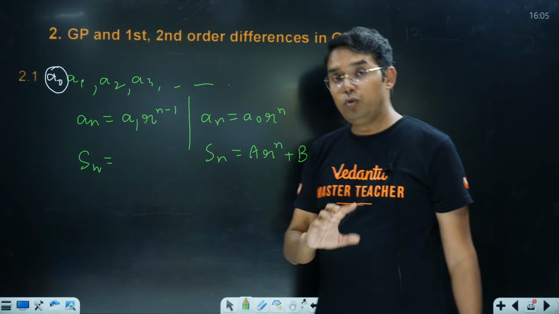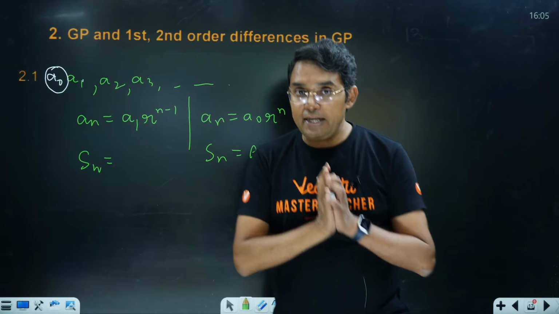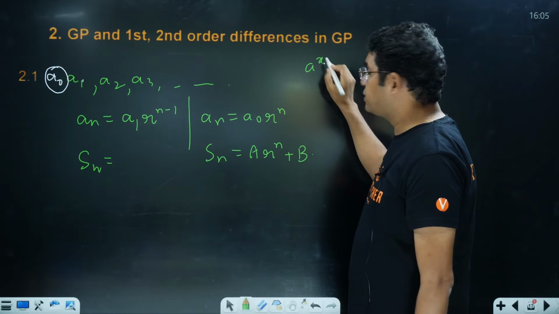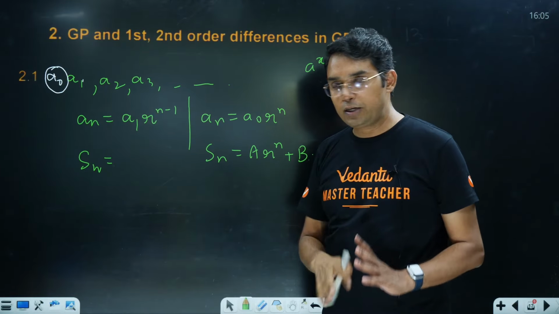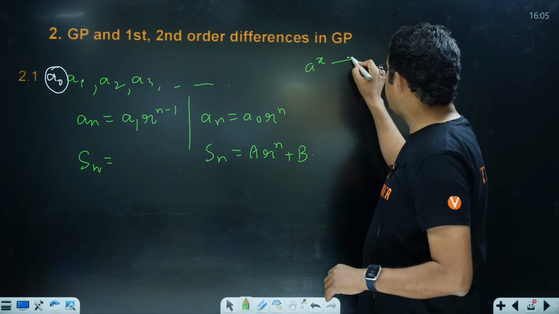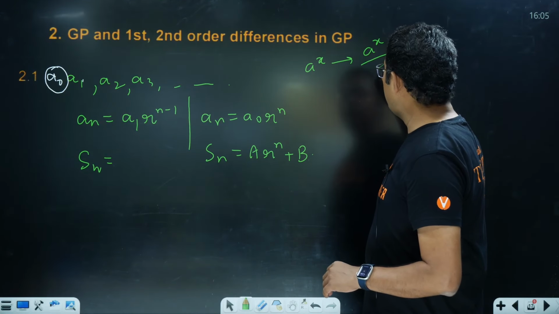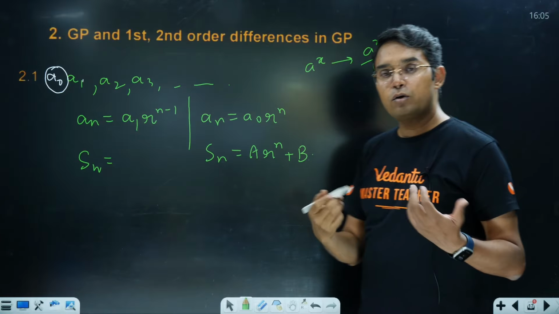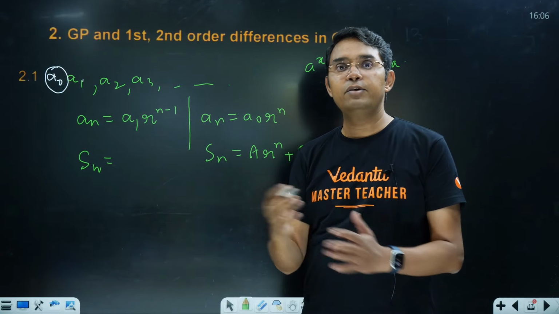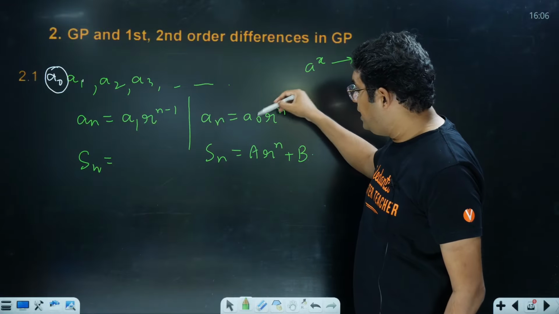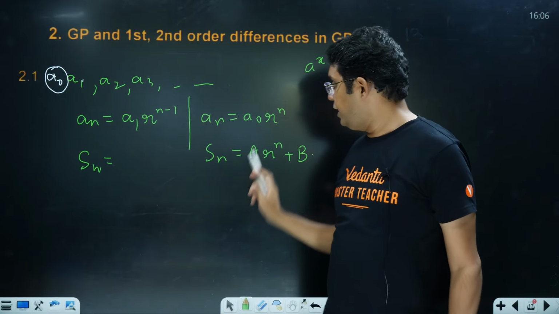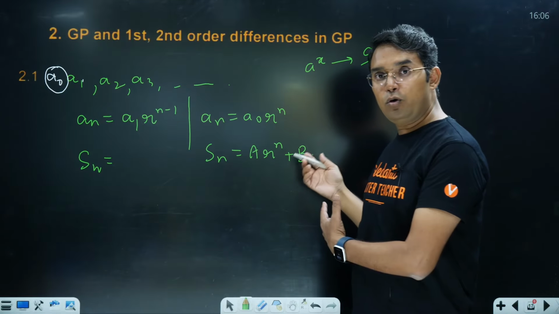In fact, if you like to connect it through integration, you can still do it. r power n is like a power x. Why? Because r is fixed, n is variable. Now a power x, if you integrate, its integration remains a power x only. You have to divide by log a, but that's a constant term. So if you are doing the integration, because summation is somewhere related to integration, the coefficient of r power n will change, and it will be some a and some other constant will be b.